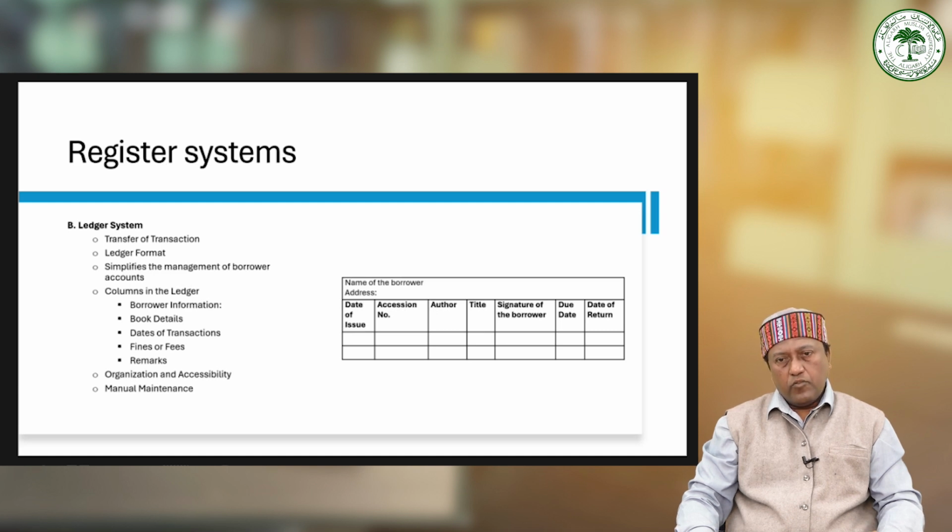A ledger system was a bit more systematic. Ledger is also somewhat similar, because both systems fall under the register system. This ledger system is also a kind of register system, but here at least for every member a page will be designated. You will make an index in the beginning and designate a particular page for every member, and the complete transaction of the member will be recorded on one page.